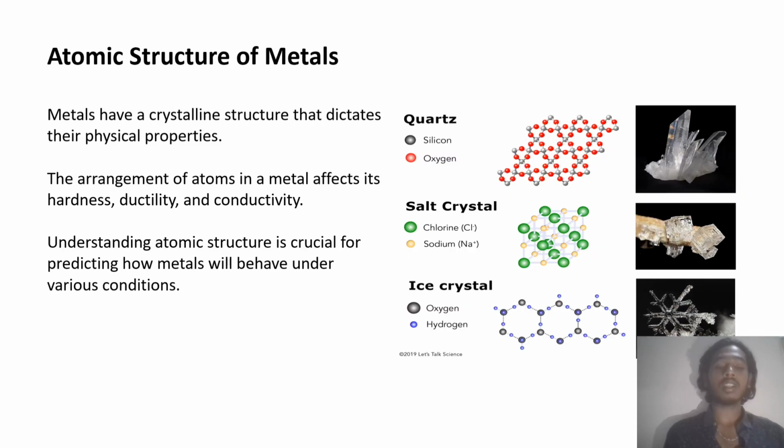Next, we move on to the atomic structure of metals. Metals have a crystalline structure that determines their physical properties. Like in this picture, we have things like silicon and oxygen in the atomic structure. The arrangement of atoms in a metal affects its hardness, ductility and conductivity, like salt crystals, chlorine and sodium in this atomic structure. Understanding atomic structure is crucial for predicting how metal will behave under various conditions. In ice crystal, oxygen and hydrogen. These are the atomic structures which are present in the atomic structure of metals.